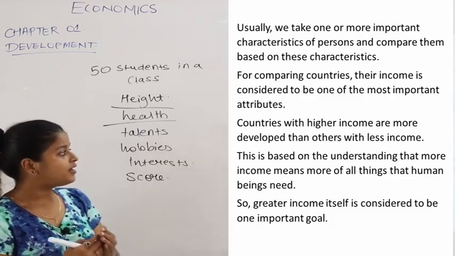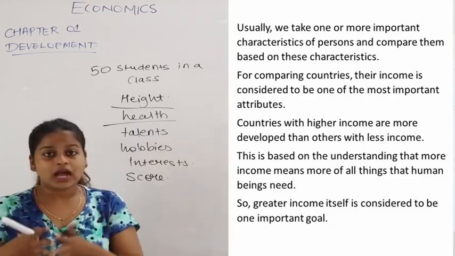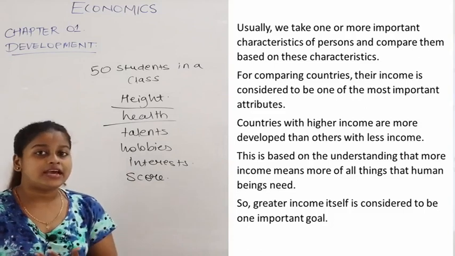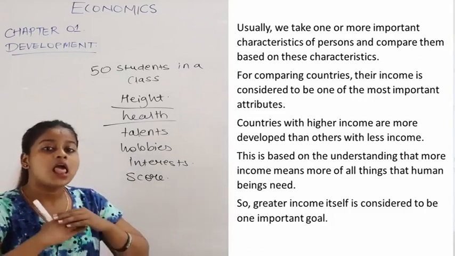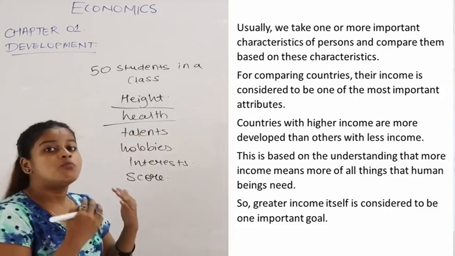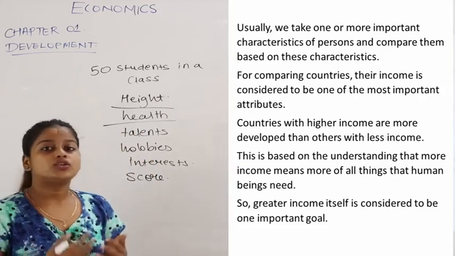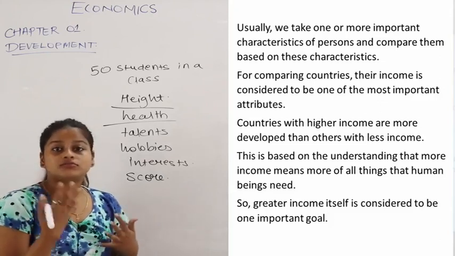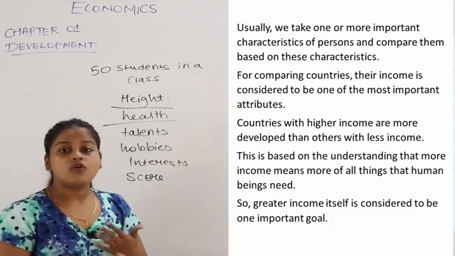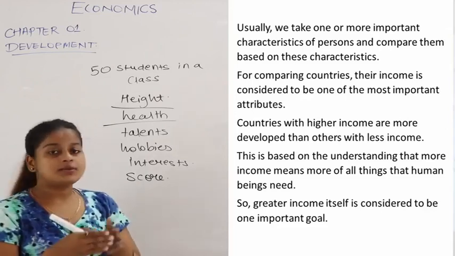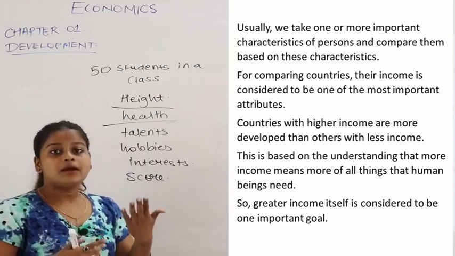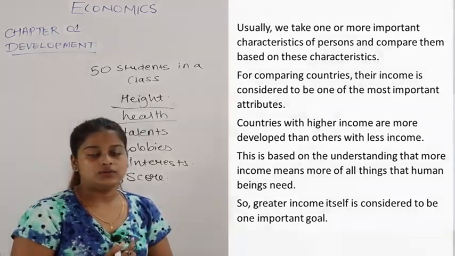Countries with higher income are considered more developed than the others with less income. So if a country has more income, we say that the country is more developed than the country with less income. This is based on the understanding that more income means more of the things that human beings need. When your income increases, your demands increase, and there are more things that you need. So greater income itself is considered to be one of the most important goals.